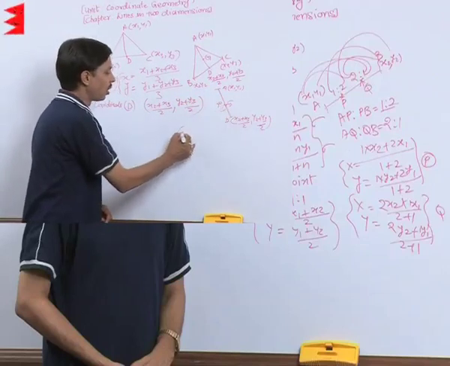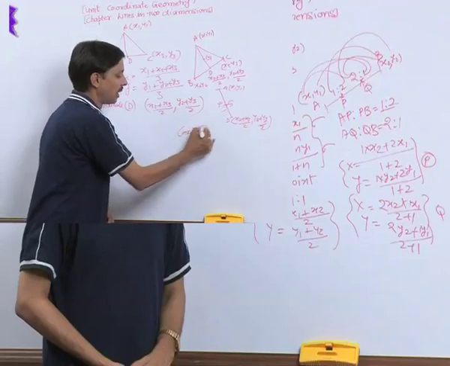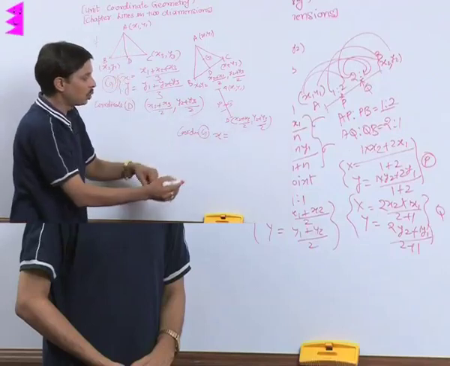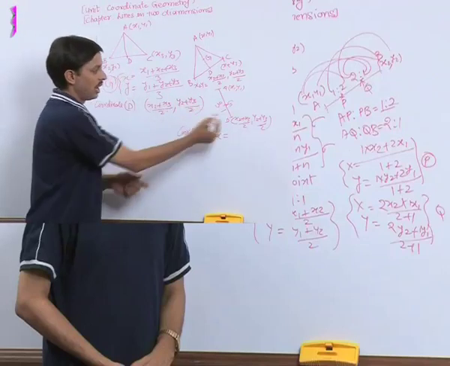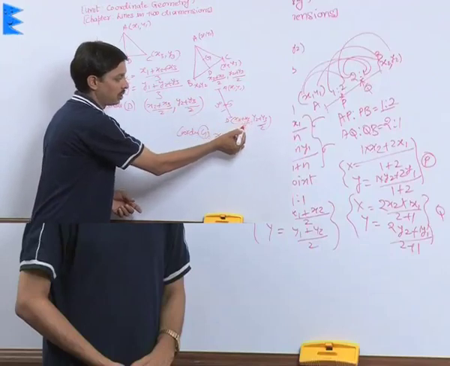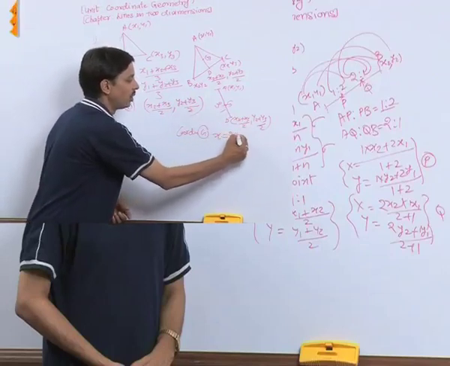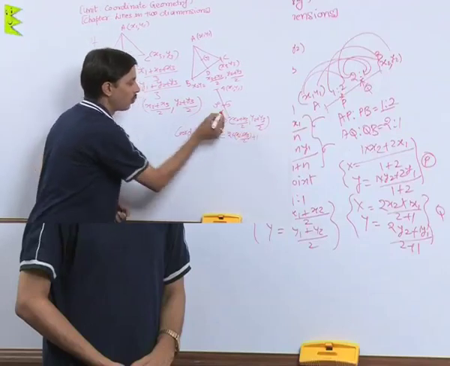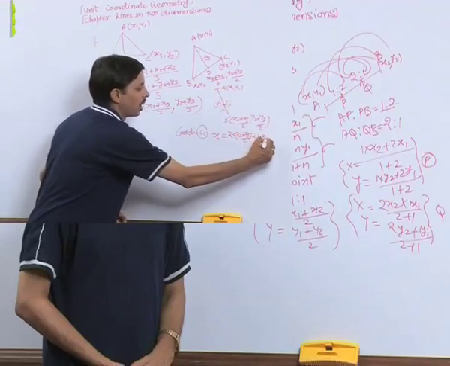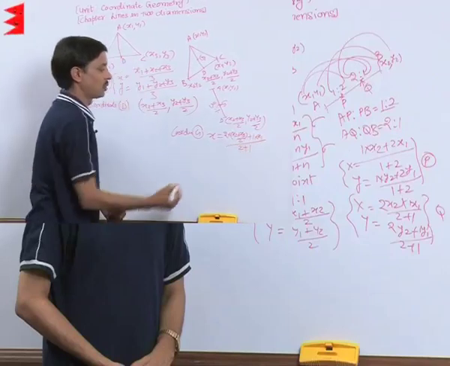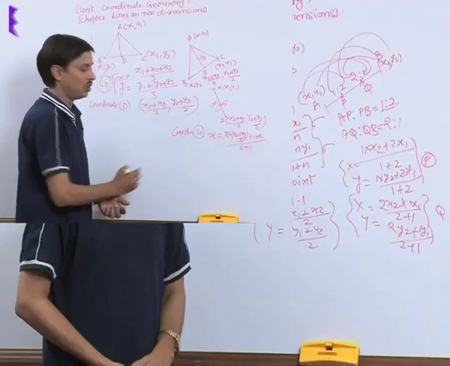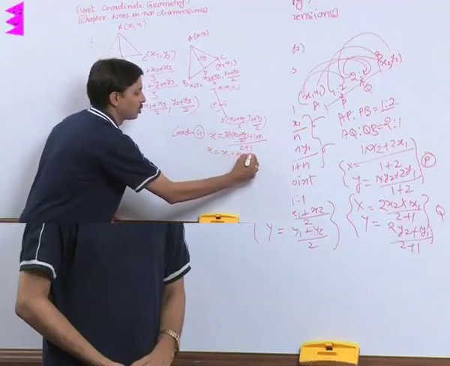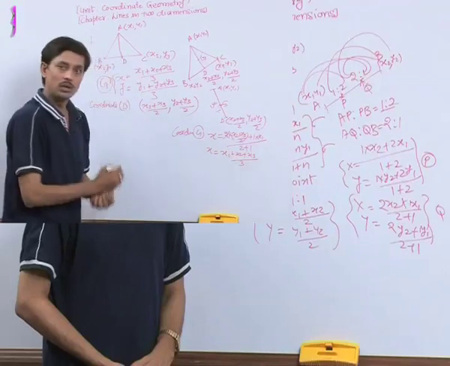So the coordinates of G will be given by x, where the value of x is m x2. What is m? 2. And x2 is (x2 plus x3) upon 2. So this becomes 2 into (x2 plus x3) upon 2, plus 1 into x1, upon the sum of ratios, that is 2 plus 1. This 2 cancels with this. So we have obtained the answer for x as (x1 plus x2 plus x3) upon 3.